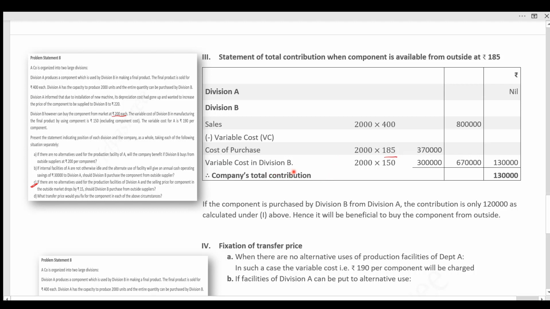Then the variable cost of division B remains the same, that is 150, which you can see in the left hand side in the question. Same thing, so 150 into 2000, you get this much. Just deduct the cost from sales, you get the profit. So the total profit, 1,30,000, is the company's total contribution. The comment is that if the component is purchased by division B from division A, the contribution is only 1,20,000 as calculated under the first one. But when you compare with situation 2 and situation 3, it gets this same benefit. So the company can buy its components from the outside market.